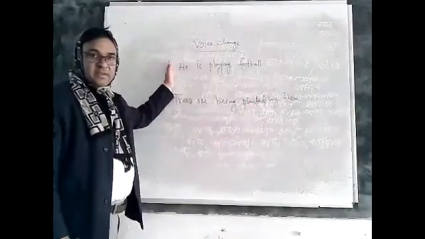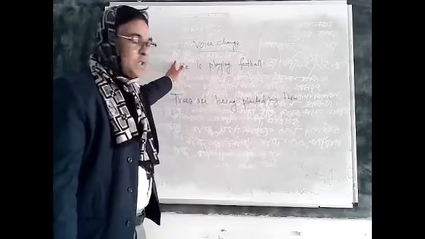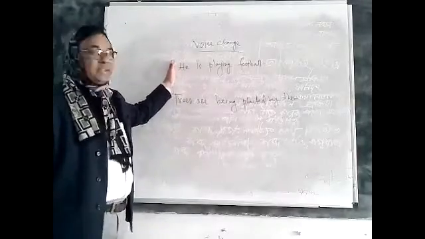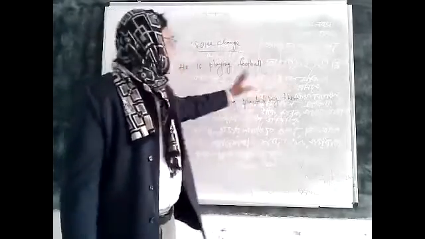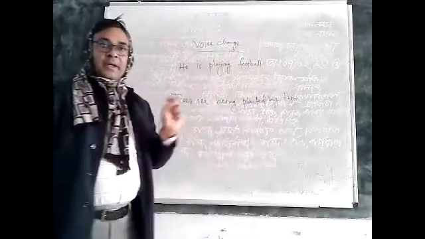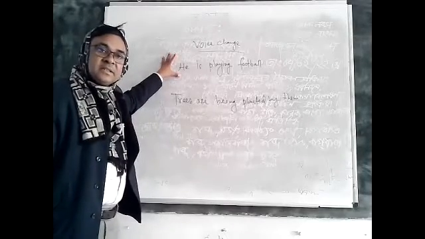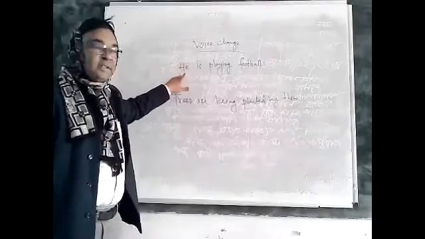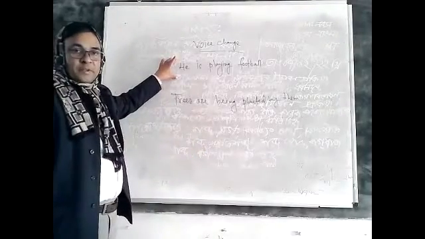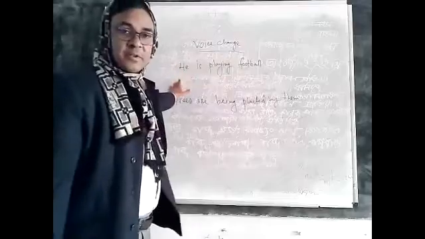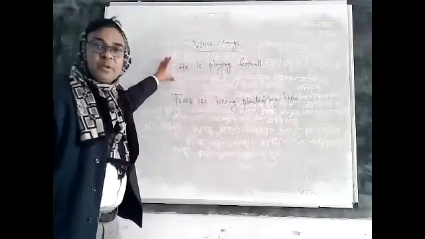In the first sentence, we see that someone is playing football. That is, he is playing football. I want to make it clear that here the subject is he, and the subject he is doing something. What is the subject doing here? He is playing football. Isn't it? This is called active voice.